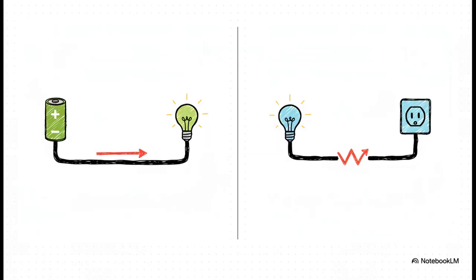So, we've got two main players in the world of electricity. First up is direct current, or DC. Think of it like a one-way street. The juice flows steadily in one direction, from positive to negative. Simple, right? That's your batteries. But then there's alternating current, or AC. This is the stuff that powers our homes, and it's a current that is, well, constantly changing its mind.